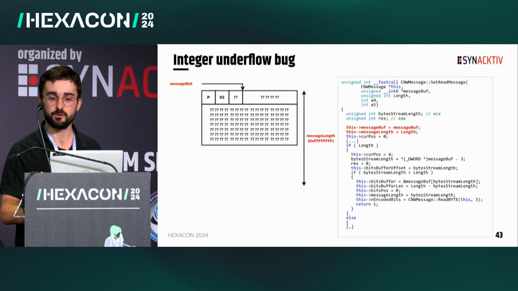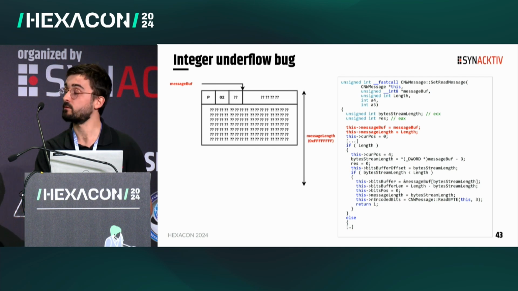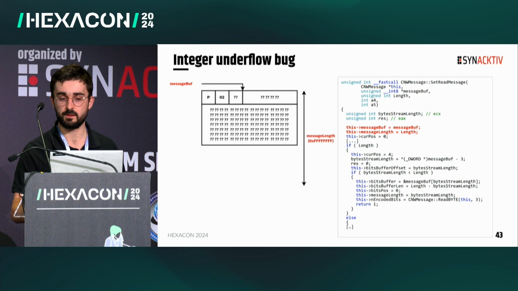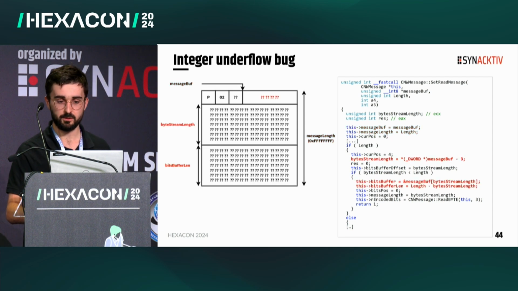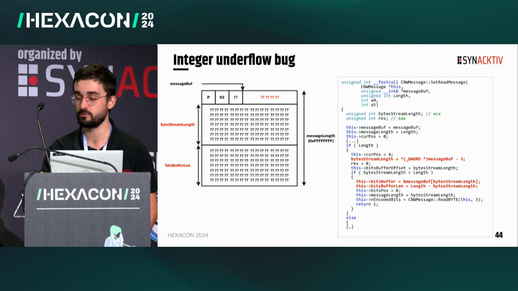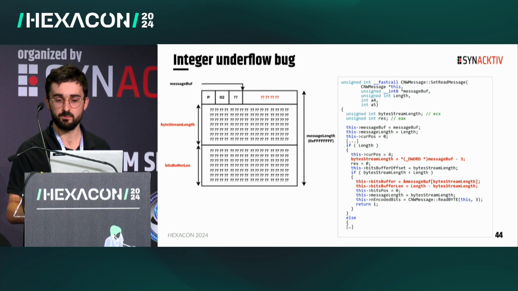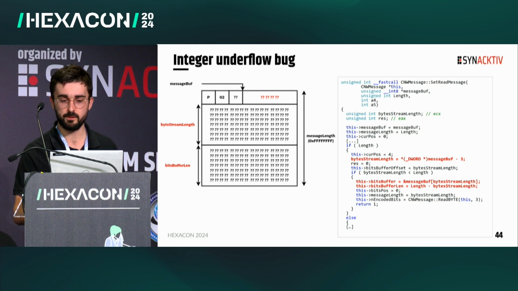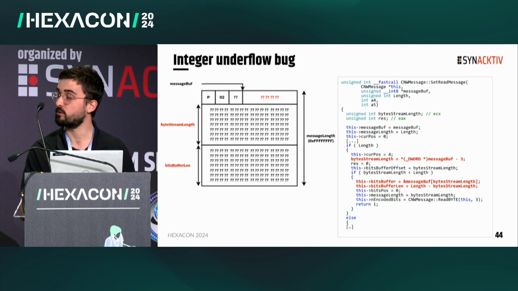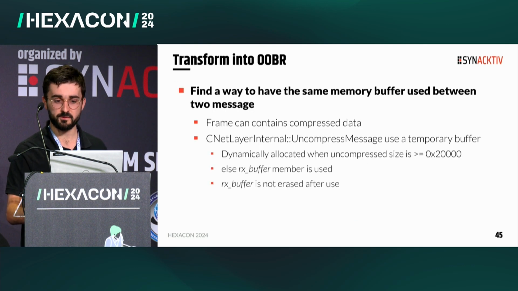If we dig a little bit into the function, the message buffer member will point to potentially uninitialized memory. And the length of additional parameters will be initialized with an unknown value. And the byte stream and bit buffer will be located outside of the memory reserved for the message. So all we have to do to transform this bug into an out-of-bounds read bug is to initialize the byte stream length member. The first idea is to send 2 messages and see if they use the same memory location, but it's not always the case.